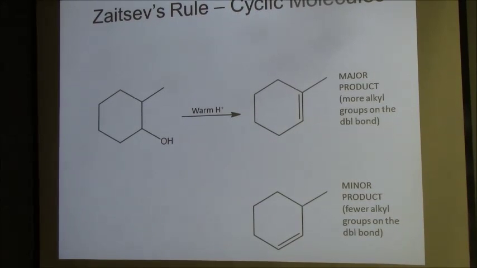If you're doing it in a cyclic molecule, again, it just depends. If this methyl group weren't here, it wouldn't matter, because the top or the bottom, they'd be the same thing. But because this methyl group is right here, I can form the double bond going up, I can form the double bond going down. This one is more substituted, therefore it's my major product, and this is my minor product.